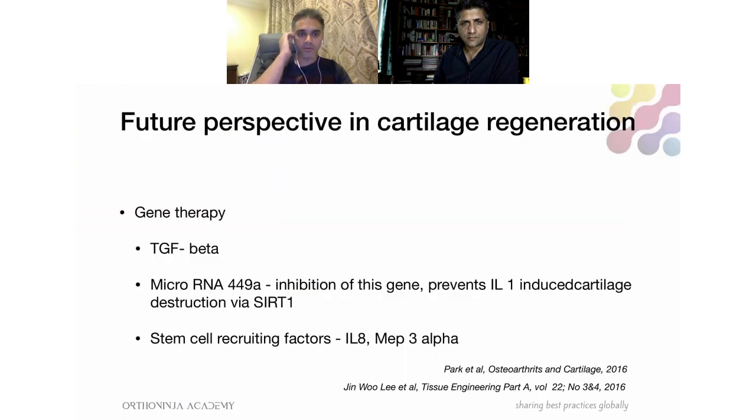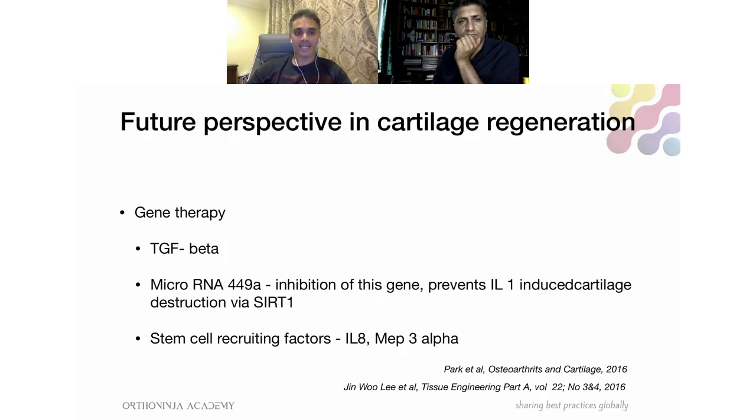A quick word before we bring it all together and finish off on future perspectives, okay? So gene therapy is pretty big now. Woo Shin Lee, he's at Severance Memorial in South Korea. They're essentially eons, light years ahead of what we are doing in the West or in other parts of the world with regards to cartilage regeneration. They're using transforming growth factor beta-1 and enhancing the chondrogenesis. We'll touch on that in a moment.